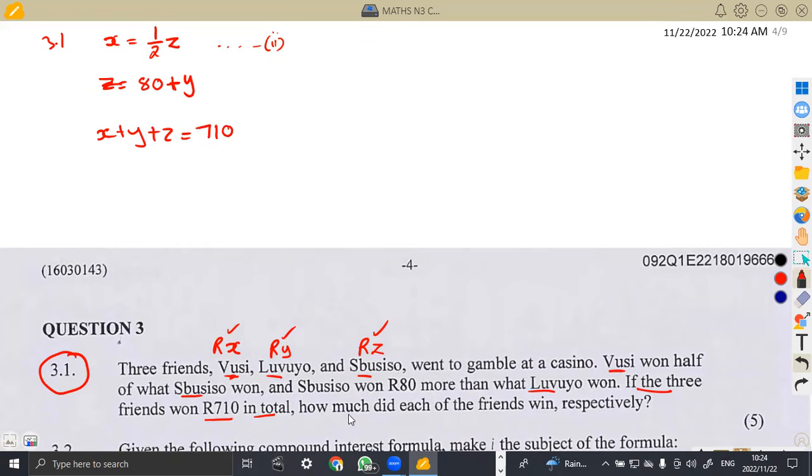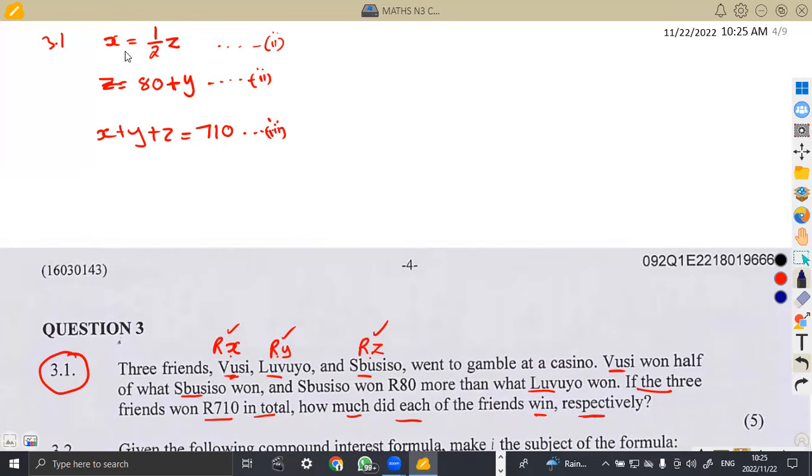Calculate in total. The question was, how much did each of the friends win respectively? So we need to know the value of X, the value of Y, and the value of Z. This was just a normal substitution, guys. Here we are given that X is half of Z. Whenever we see X, it's half of Z, so we can substitute in place of X. Okay, let me name my equations: equation 1, equation 2, equation 3.